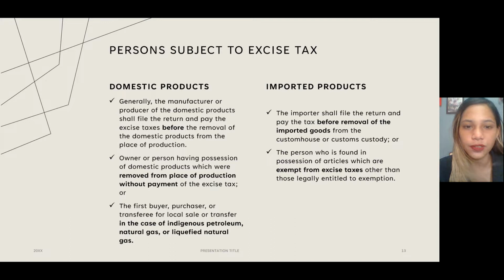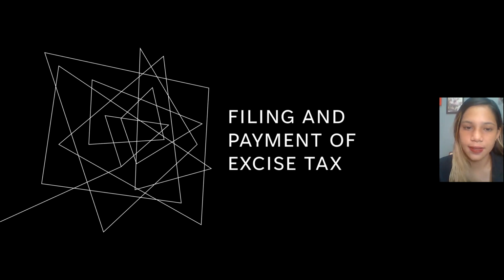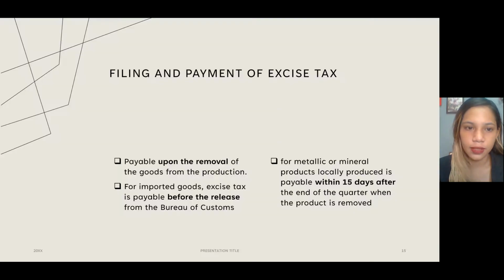Now, when to file the payment of excise tax? It is payable upon the removal of the goods from the place of production. For imported goods, excise tax is payable before the release from the Bureau of Customs, just like I have said earlier. So when and where to file the payment of excise tax? Before the release from the customs. For metallic or mineral products locally produced, it is payable within 15 days after the end of the quarter when the product is removed.